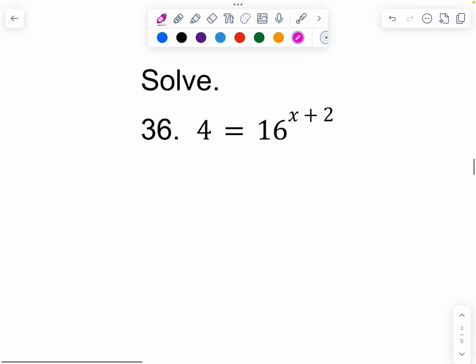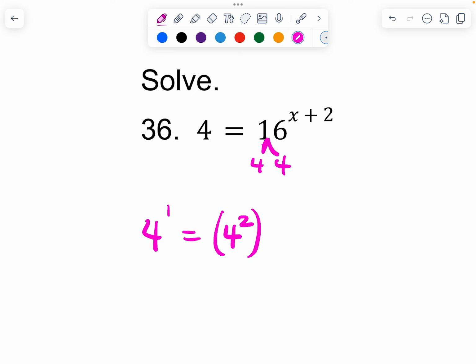Down here, I need to get a base of 4. So this is 4 times 4. So 4 equals, remember there's an exponent of 1, 4 squared raised to the x plus 2. The bases are the same, so I set the exponents equal to each other.